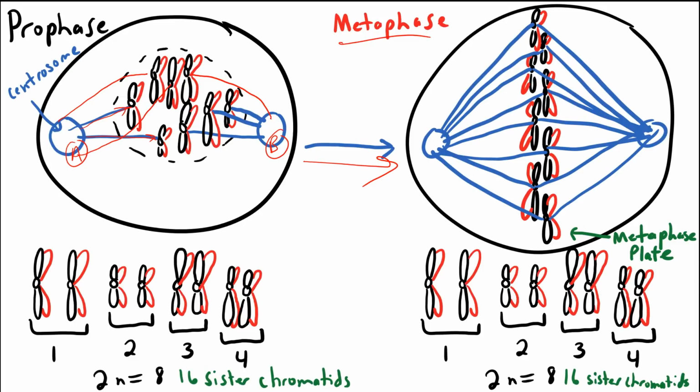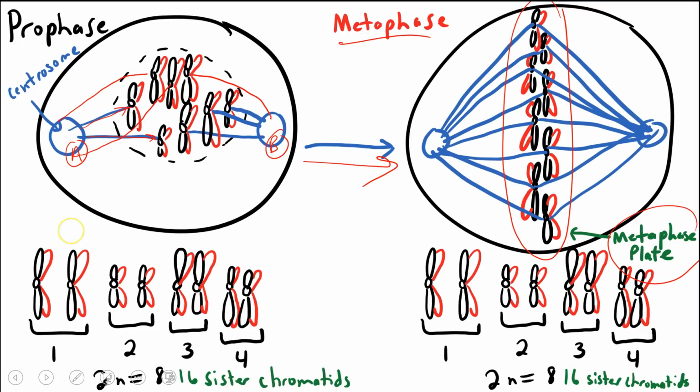And as both sides are pulling equally in a little game of tug-of-war inside the cell, the sister chromatid pairs will line up right along the middle of the cell in a place that we call the metaphase plate. Metaphase is a pretty easy phase of mitosis to identify, as all of the sister chromatids are lined up in the middle here along this metaphase plate.